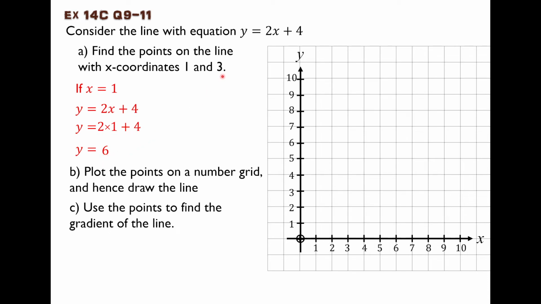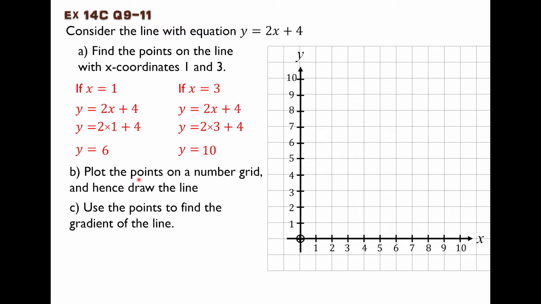Let's try this other point. This other point has an x-coordinate of 3. So we can do the same thing. If x equals 3, y equals 2x plus 4, y equals 2 times 3 plus 4. 2 times 3 is 6. 6 plus 4 is 10. So y equals 10. Do you notice that each of these represents a point? This here is a point with an x-coordinate of 1 and a y-coordinate of 6.